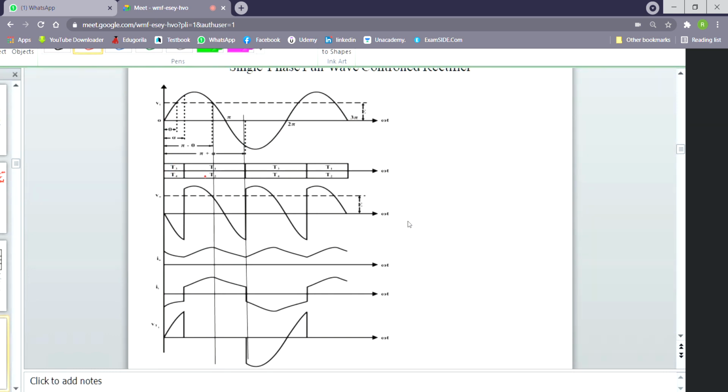T3 T4, T1 T2, T3 T4, and this is the output voltage, this is the load current, this is the source current, and this is the voltage that is occurring across the thyristors. This is shown for the case when thyristors T1 and T2 are conducting, and that's why the voltage across T1 and T2, when they are conducting, is shown to be 0.